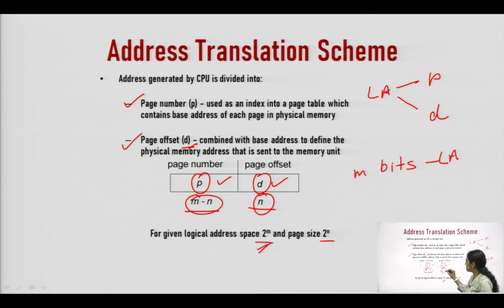Now, why is D represented by n? Because D is the page offset, that means the displacement within a page, and the page size is 2 raised to power n. So, how many bits do we need to represent an address within a page? We need n bits. Okay. So, n bits are required for the page offset and the remaining bits are for the page number. So, this is how we divide our logical address into two parts: one is the page number and another is the page offset.